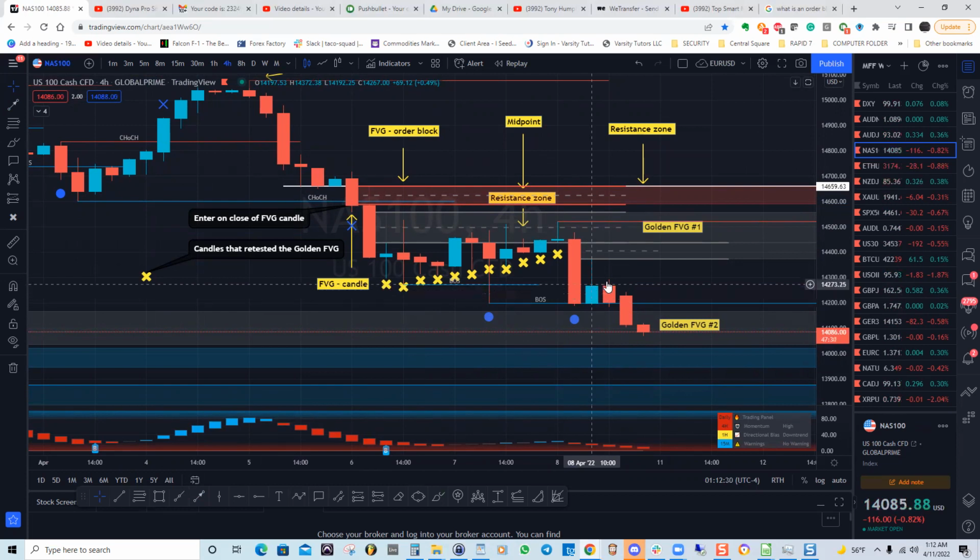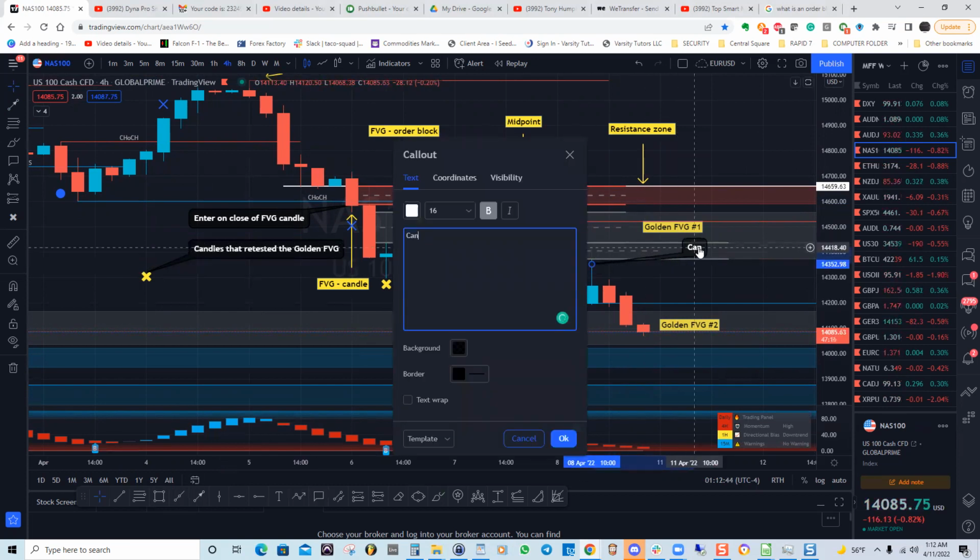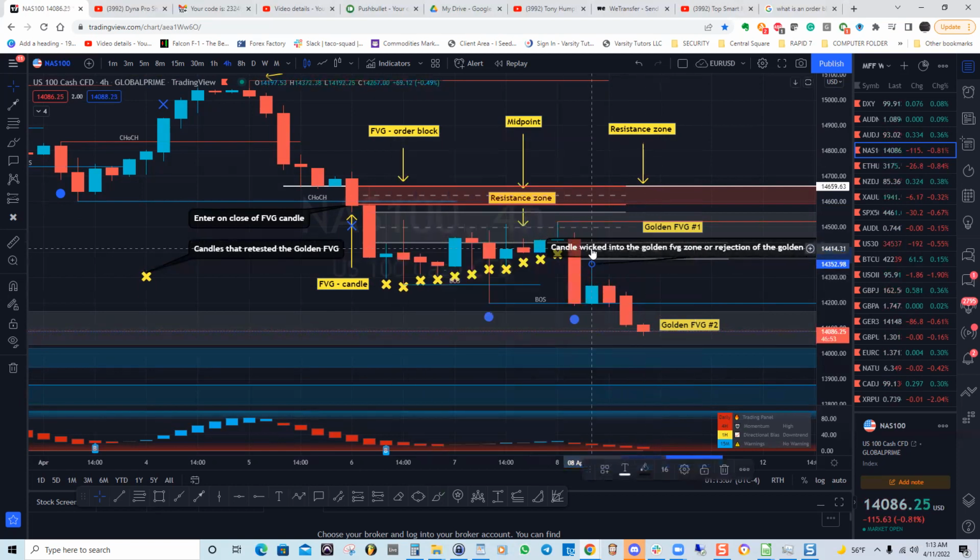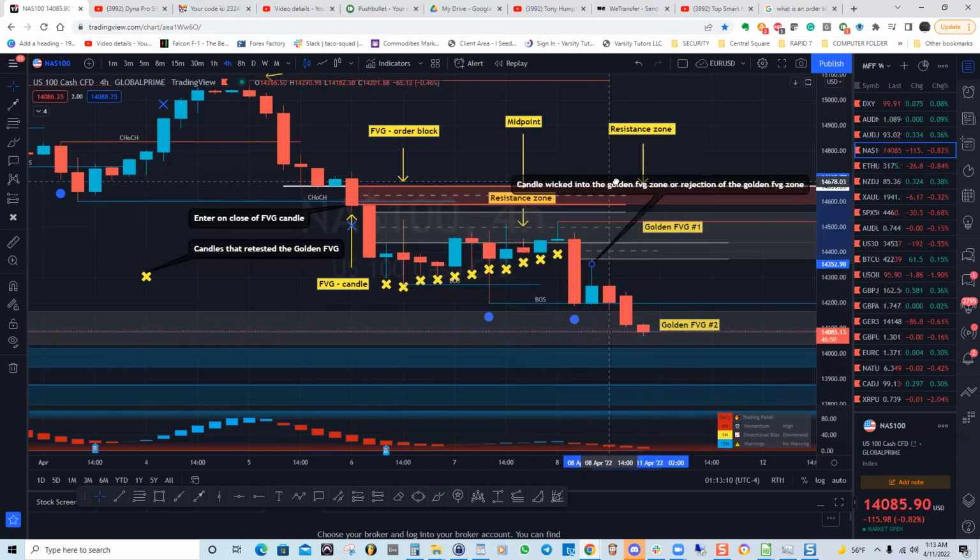And then we got this candle here, right? This candle here, the blue, wicked into the FVG zone, right? So this is the wick. So this is kind of what we were talking about earlier. The candle wicked into the golden FVG zone, or you can call it rejection, right? Rejection of the golden FVG zone. And then what happened? Price broke down. So I'll put this up here someplace right there, right?